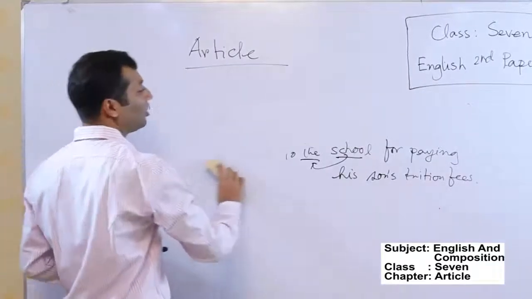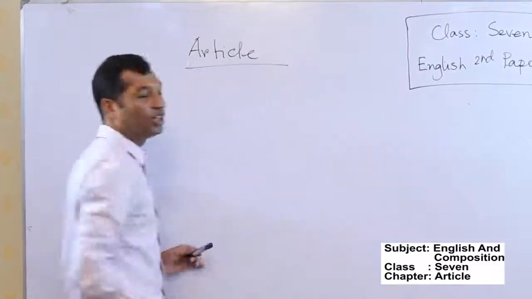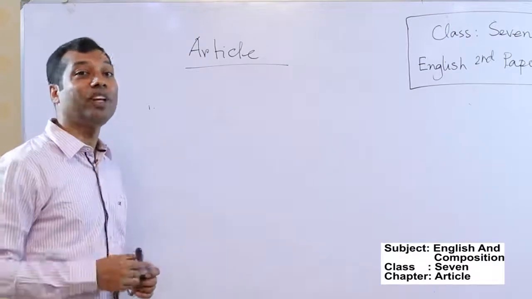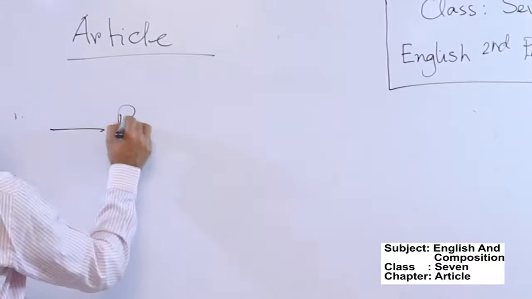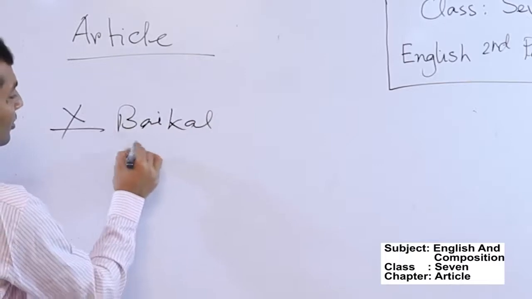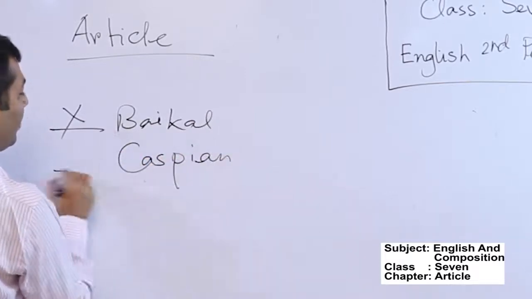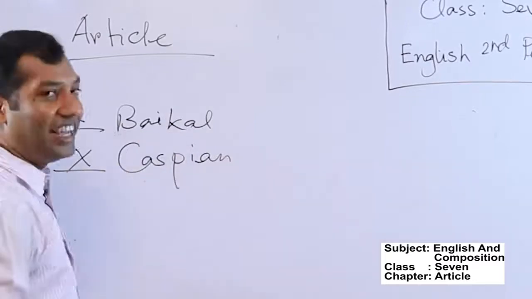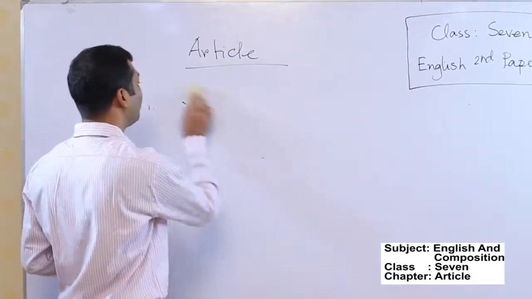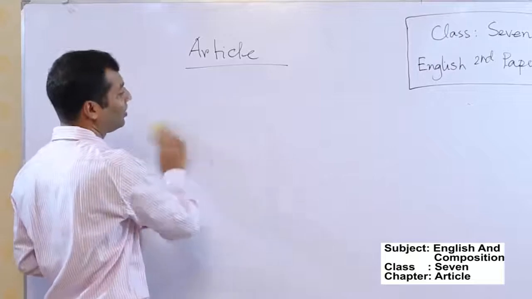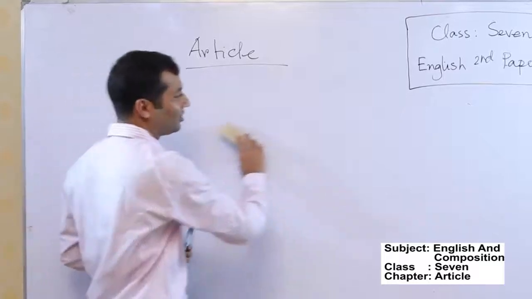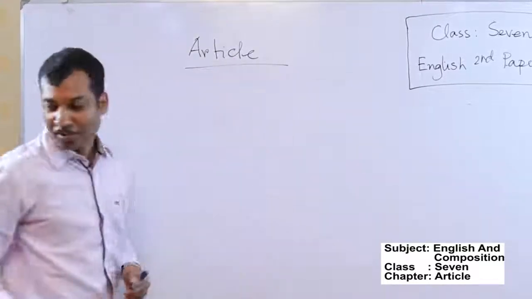And you know that before the names of any sea or river, you need to use the article the, but never use the article the before the names of any lake. For example, Baikal, the Caspian. Before the names of any lake, you do not need to use the article the. If you go through any grammar book, you will come across some other rules, and if you find a problem, you can ask us through Kishore Batayon.